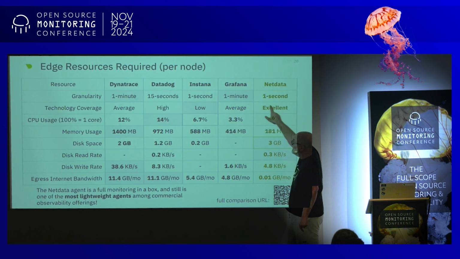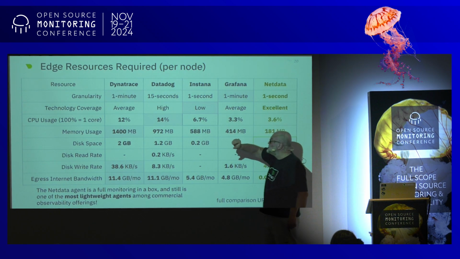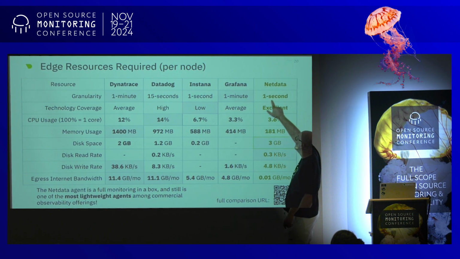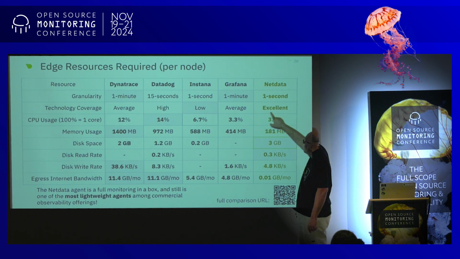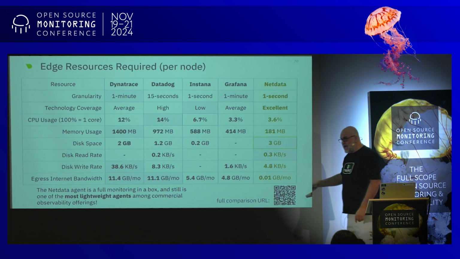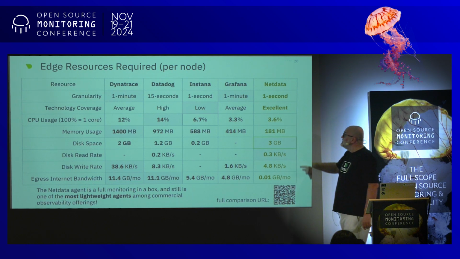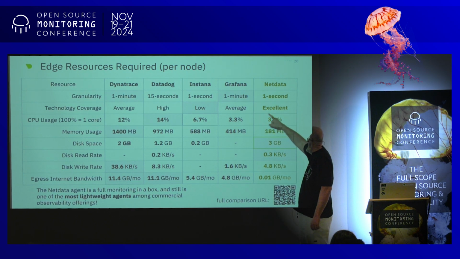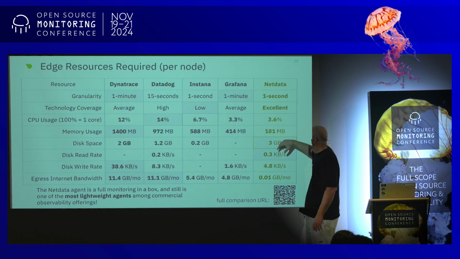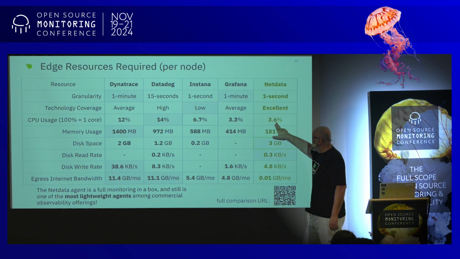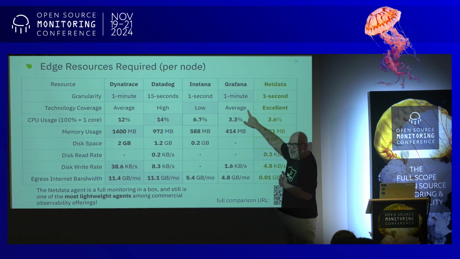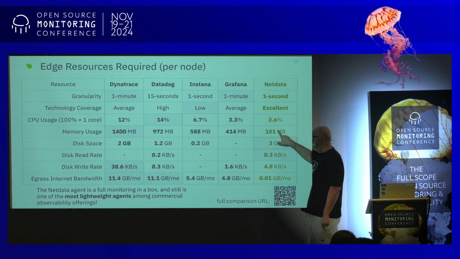So look what happens. Granularity. Netdata is per second, the same as Instana. Instana has a very small retention, though, and very few metrics. In technology coverage, there is a full analysis here if you want to scan this. You can see the full comparison. So in technology coverage, we are excellent compared to anyone else. A lot more metrics, a lot more information, a lot more of everything. You see the CPU usage of the Netdata agent. Only the Grafana agent with per minute data collection is better than Netdata. Look at the RAM.